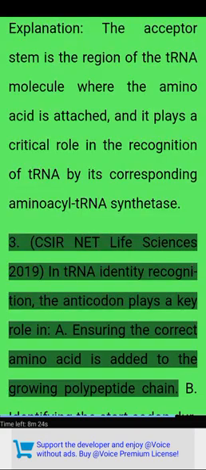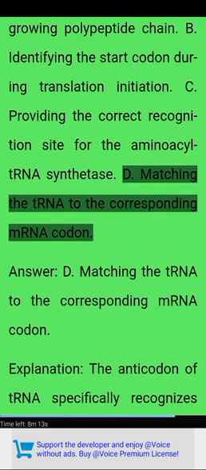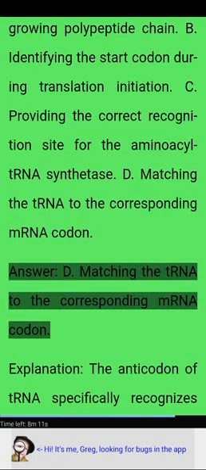3. CSIR NET Life Sciences 2019. In tRNA identity recognition, the anticodon plays a key role in A. Ensuring the correct amino acid is added to the growing polypeptide chain. B. Identifying the start codon during translation initiation. C. Providing the correct recognition site for the aminoacyl tRNA synthetase. D. Matching the tRNA to the corresponding mRNA codon. Answer. D. Matching the tRNA to the corresponding mRNA codon.